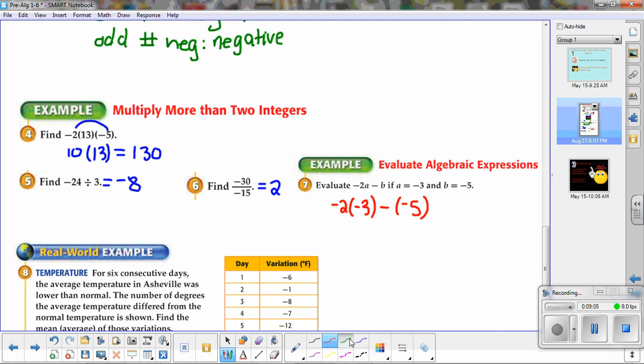Now, following order of operations, you would want to first multiply. Negative 2 times negative 3, they're both the same sign, so the answer is going to be positive. So now we have 6 minus a negative 5. When we're subtracting with negatives, remember from previous lessons, you change it to adding the opposite, or chop, chop. 6 plus a positive 5. Since they're both positive, you just add and keep the sign. So that answer is 11.